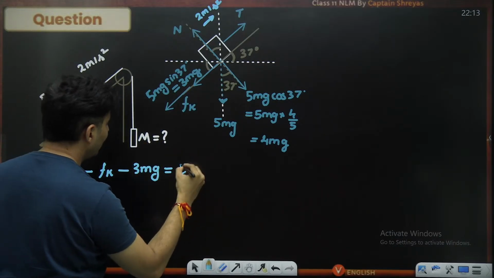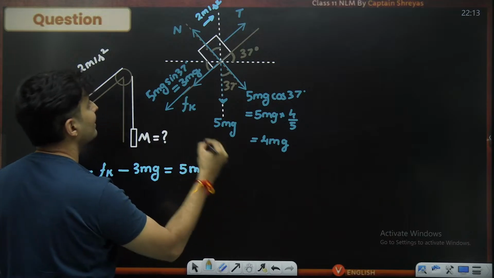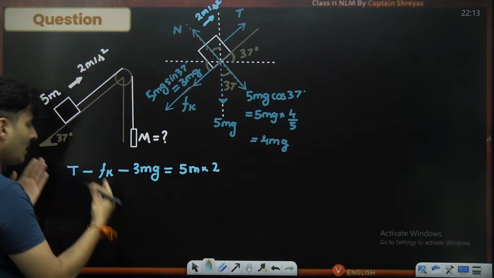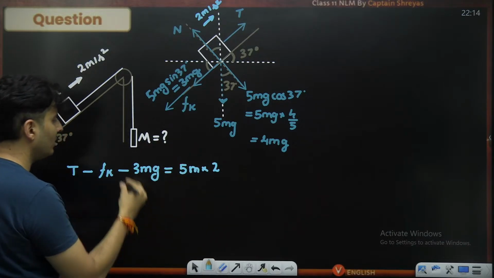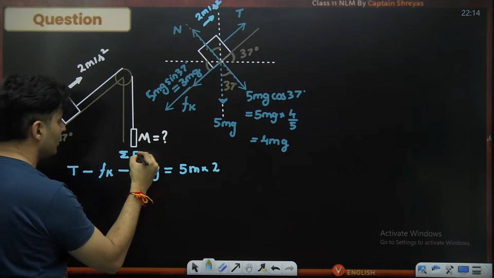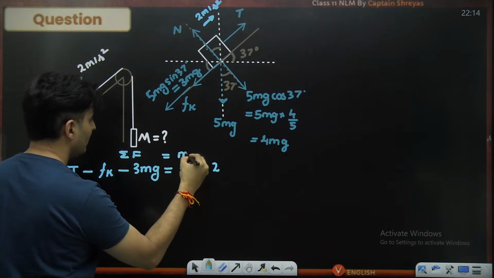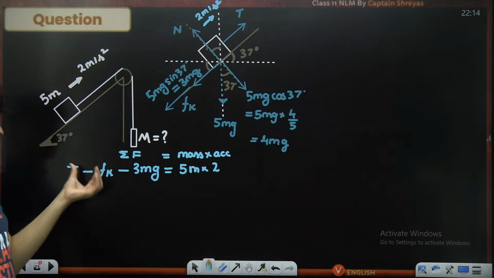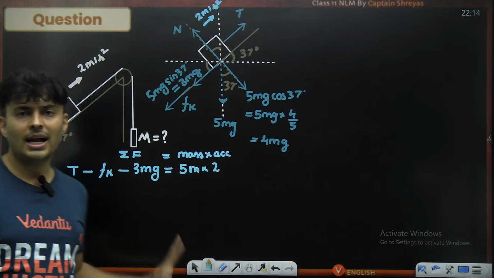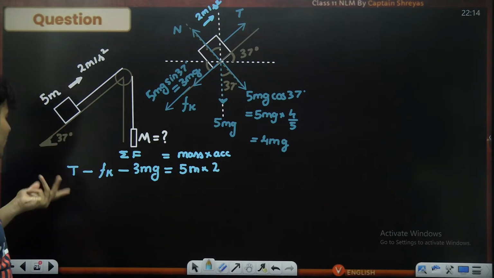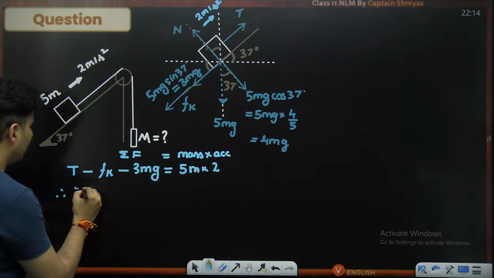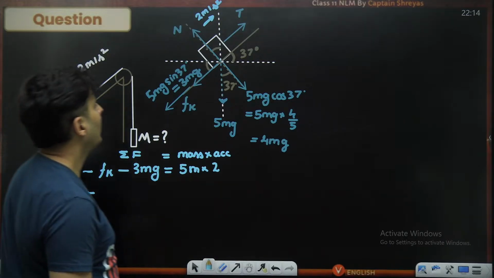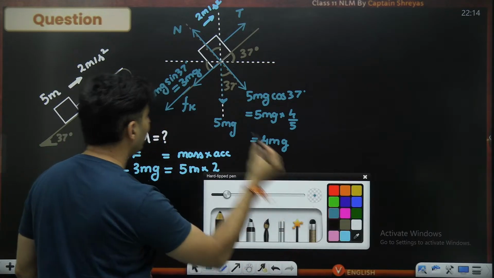So that will give me the mass into acceleration, which is 2. I'm just using net force is mass multiplied by acceleration. That's all. This is the net force, and this is mass into acceleration. Okay, I do not know tension, but do I know friction? I think so. How do I know friction?